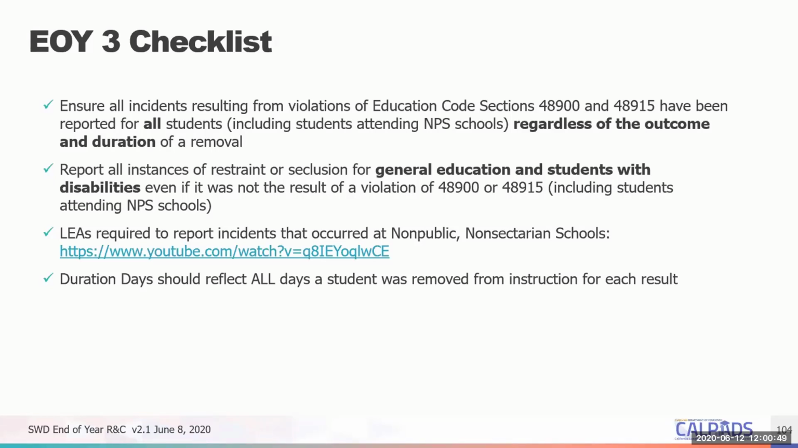Again, the link, and if you go to the CalPADS resource page, there's an MPS PowerPoint, and there's a resource guide for them, so that may help. And then the duration of days should reflect each result. A student that may be suspended and expelled would have 2 results, and the duration of days in each record reflects that. One would reflect the days of suspension, the other would reflect the days of expulsion.